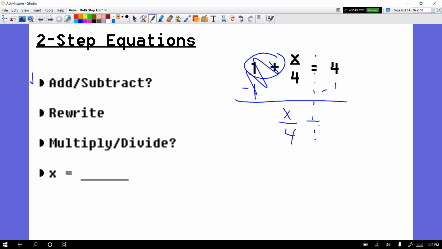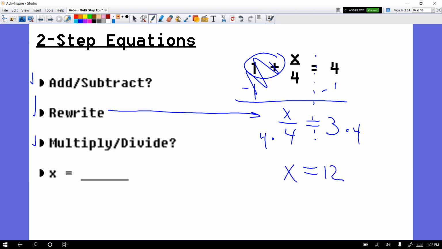X divided by 4 equals 3. Okay, rewrote it. You see any multiplication or division? Yep. So do its opposite. Times 4. It's being divided by 4, so I'm going to multiply by 4. X equals 12. If we put 12 here, 12 divided by 4 is 3, plus 1 is 4. So 4 equals 4. Checked it.